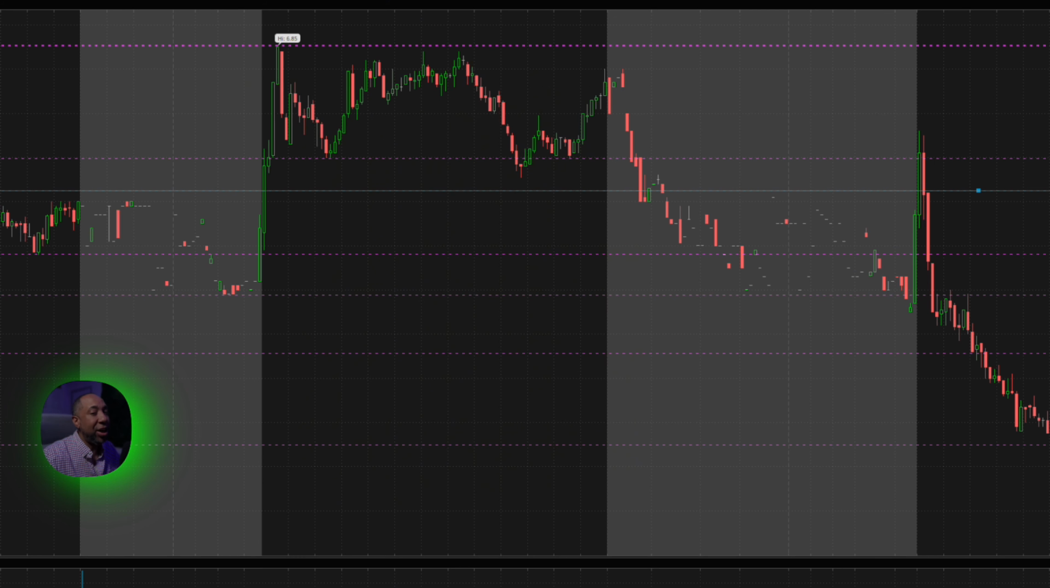So those are the 2 things that helped me win this trade, make profit on this trade, y'all. All right, so there you have it, y'all. A win is a win. So always remember to take profit when you see it.